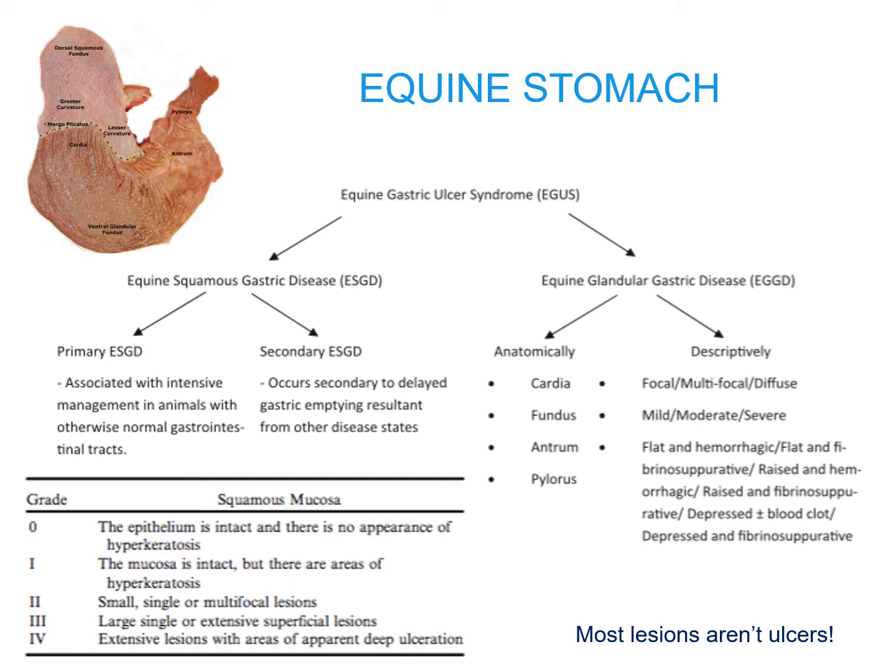So we talk about different portions of the stomach, the glandular stomach, the cardia, the fundus, the antrum, and the pylorus. You'll often hear the pylorus talked about because that's where we tend to get most of the lesions. And then we just describe the lesions that we see. And what we've come to appreciate recently is that most of these lesions aren't actually ulcers. The term ulcer still gets used quite commonly, but most of these lesions, particularly the glandular ones, aren't actually ulcers. They're more erosions of the superficial lining of the stomach.